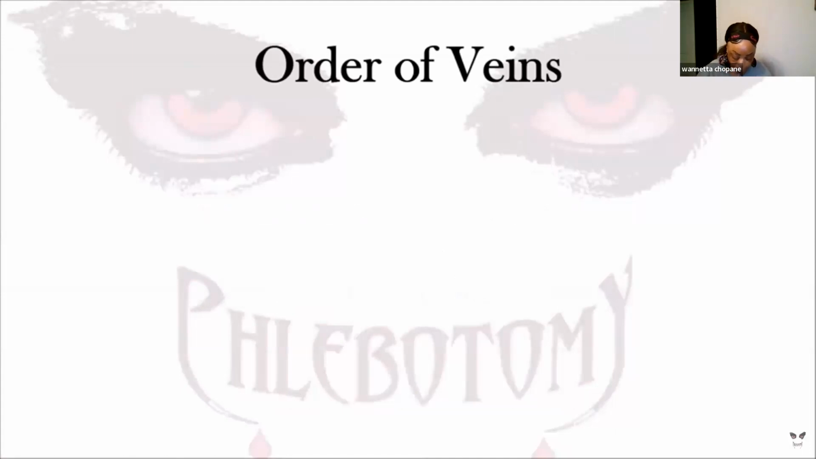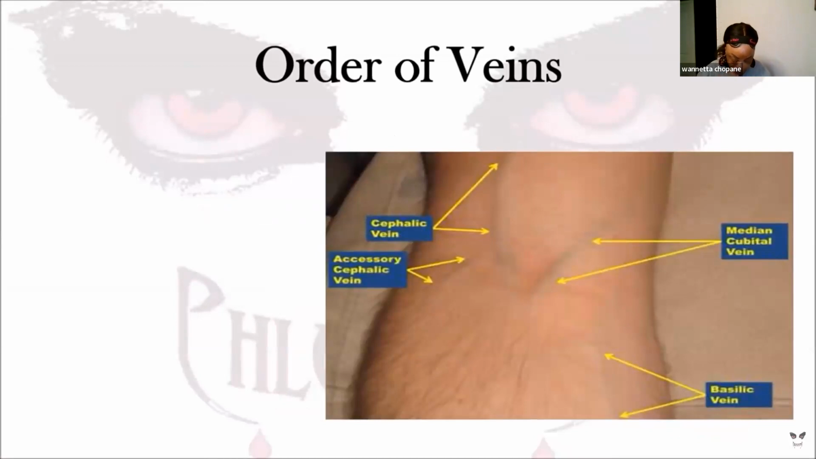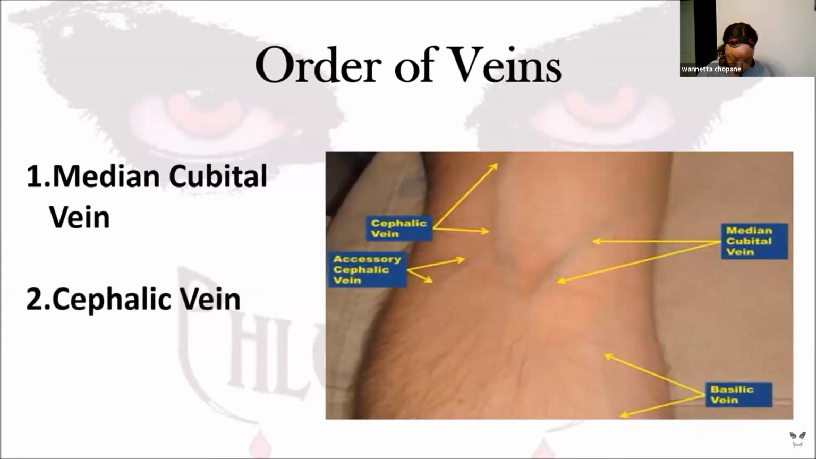All right, let's take a look at the order of veins. Just like the order of draw, there is an order of veins that we need to follow when we're attempting to draw blood. So as you can see, we have three major veins we need to look at. The first is the median cubital vein. This is the primary vein we should be looking for when inspecting an arm. Second, if the median cubital vein is not accessible, then we should look second to cephalic vein. Now, in case cephalic vein is not accessible as well, then last we should consider the basilic vein. The basilic vein should always be considered last when inspecting an arm.